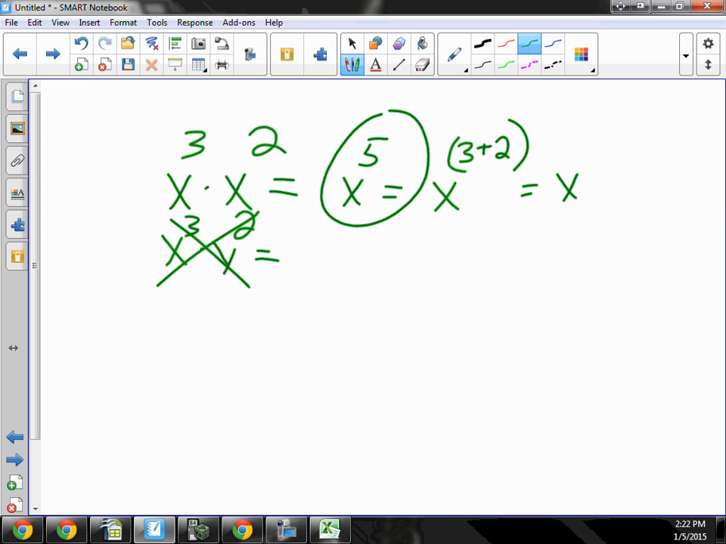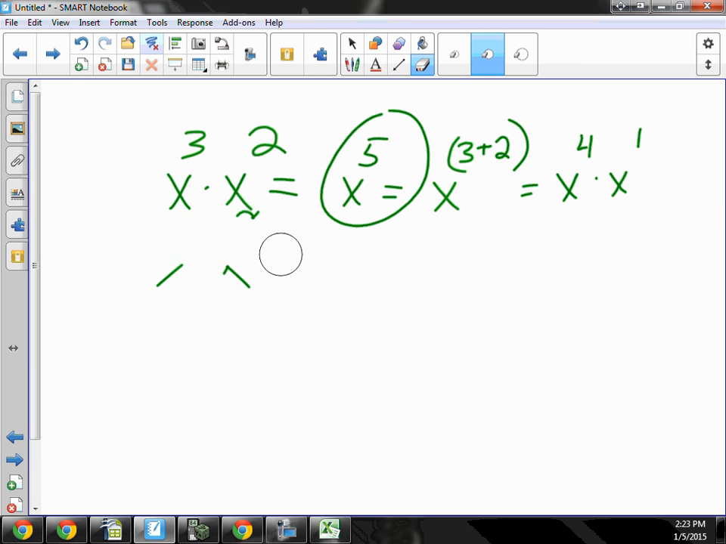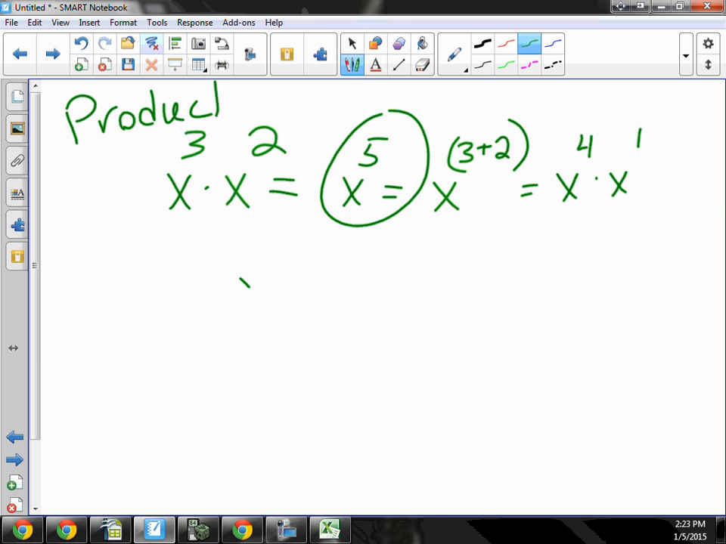So really, this x to the 5th could be a huge number of different possibilities. I could make it x to the 4th times x to the 1st. That's the same thing, right? I could switch it around and do a 2 here and a 3 here. It doesn't matter. This is called the product rule. The product rule shows up all over in mathematics. This is the first time you're going to see it. But it basically says if the bases are the same, if you're multiplying, you can convert it using addition.